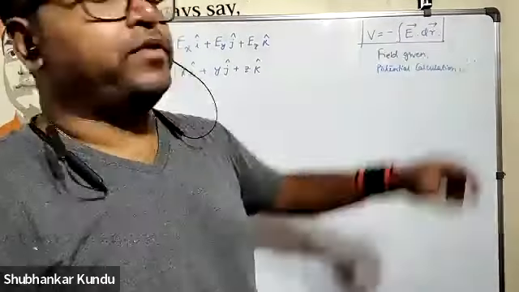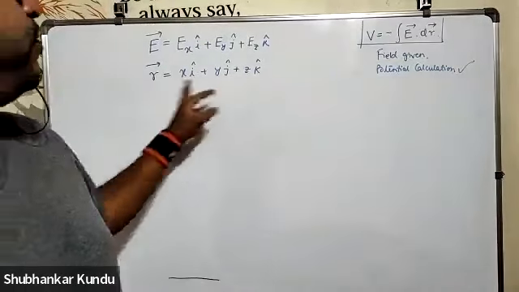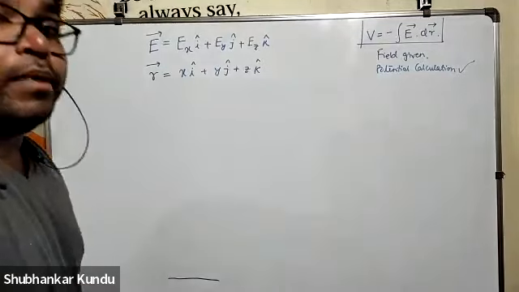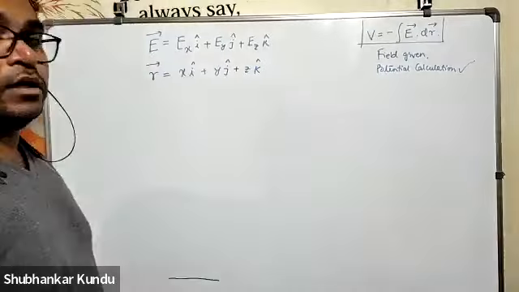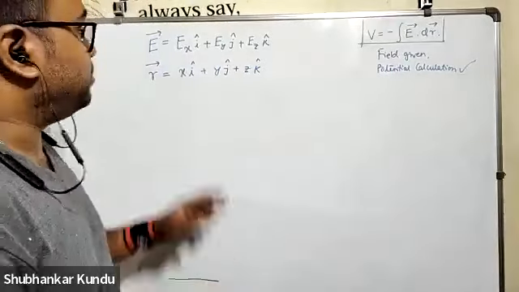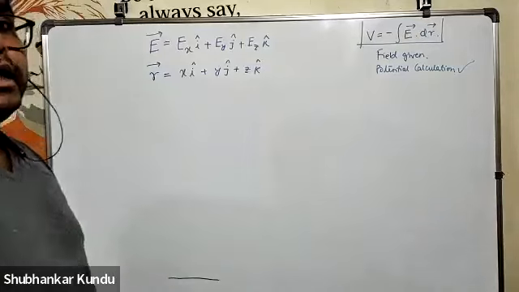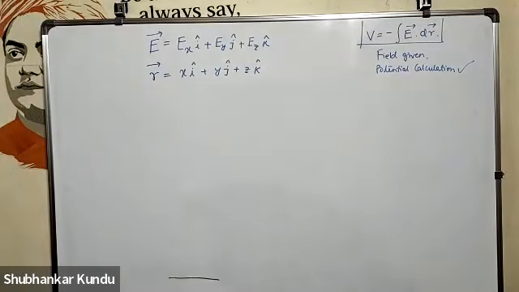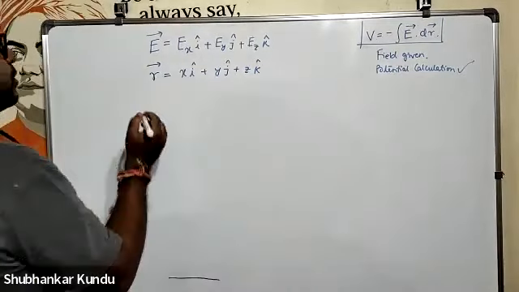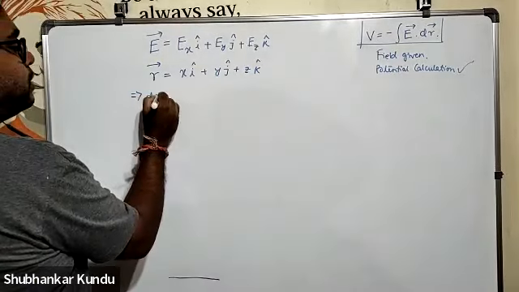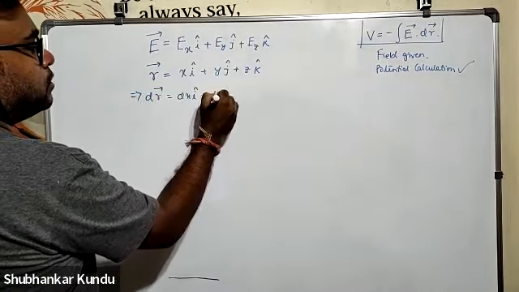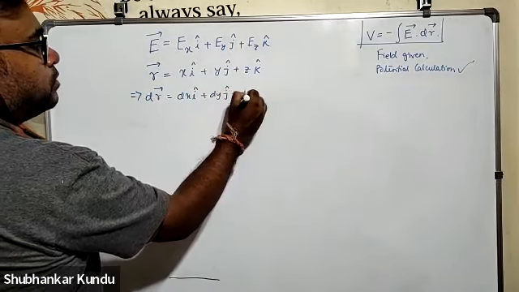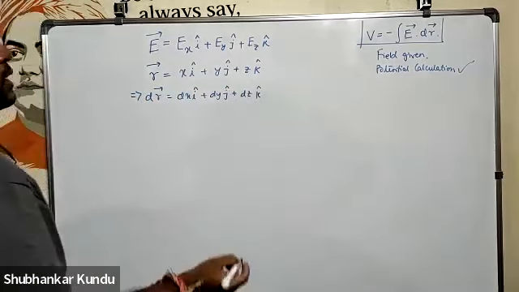I need the dr vector. So to calculate the dr vector from this, I need to do partial differentiation. I cannot do complete differentiation because there are different variables. What I'll be doing is partial differentiation. So if you partially differentiate it, the dr vector is equal to dx i cap plus dy j cap plus dz k cap.